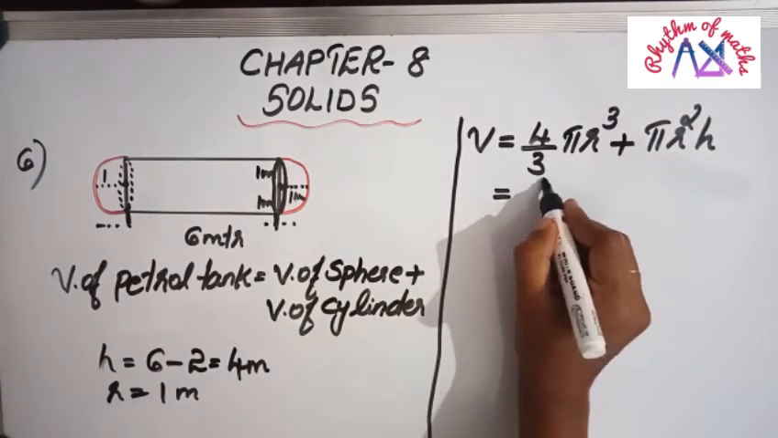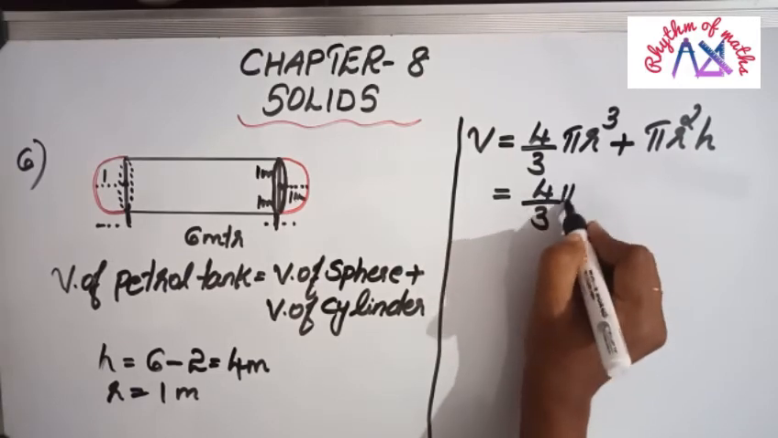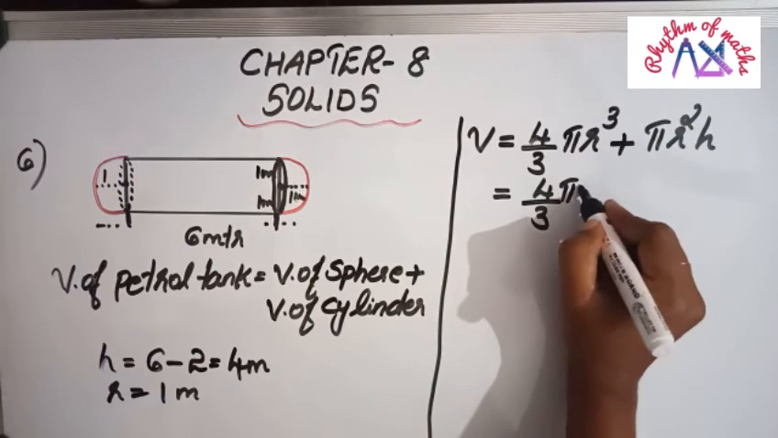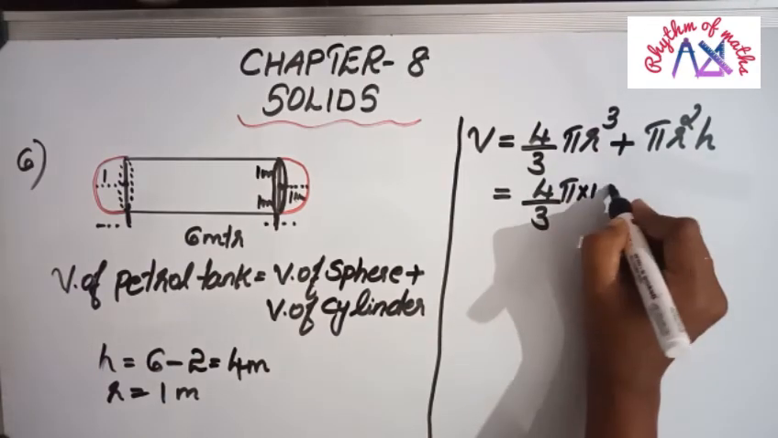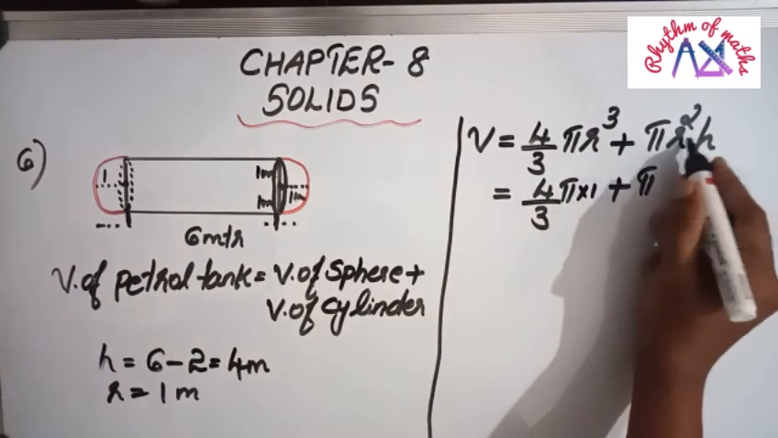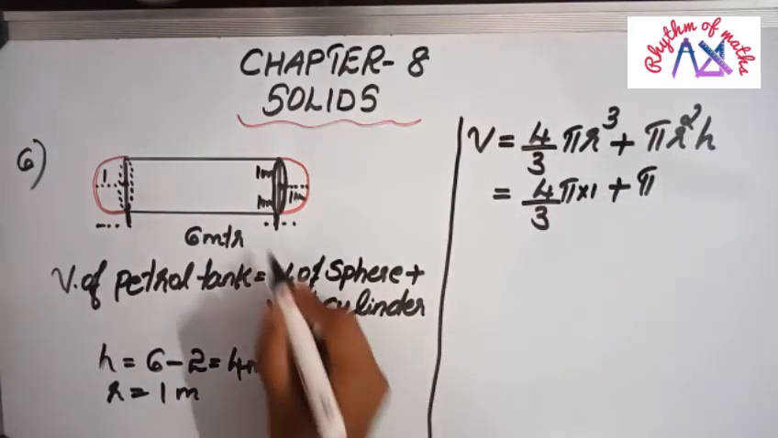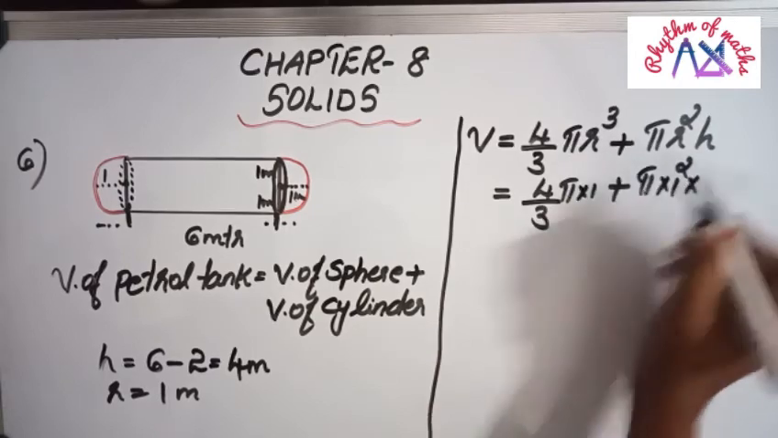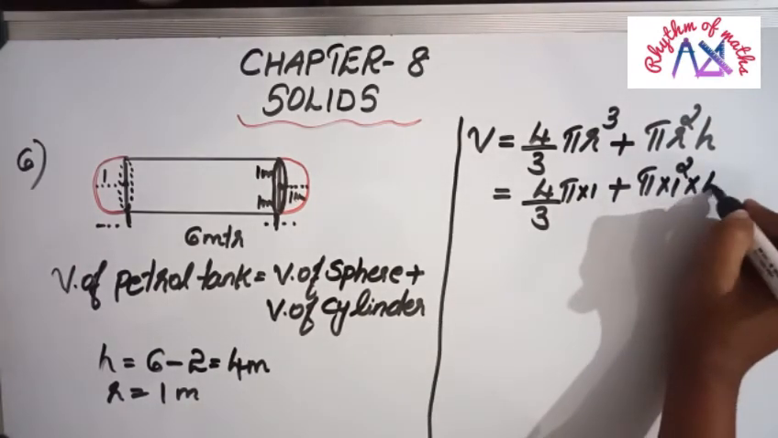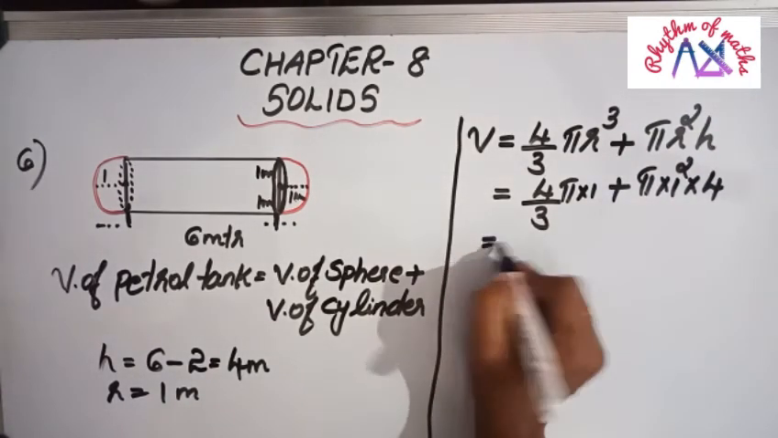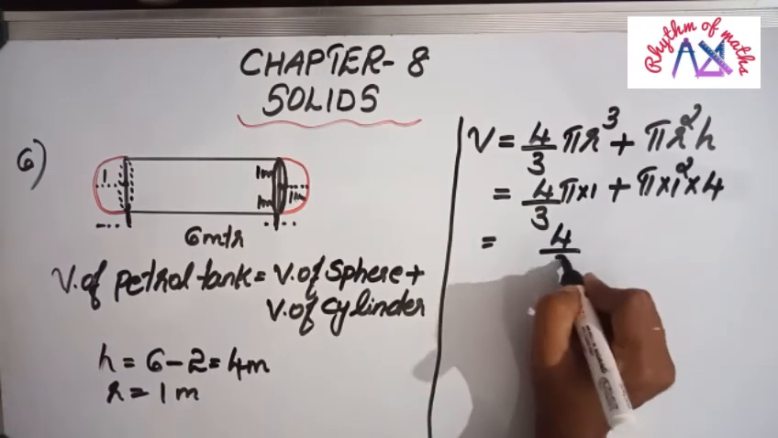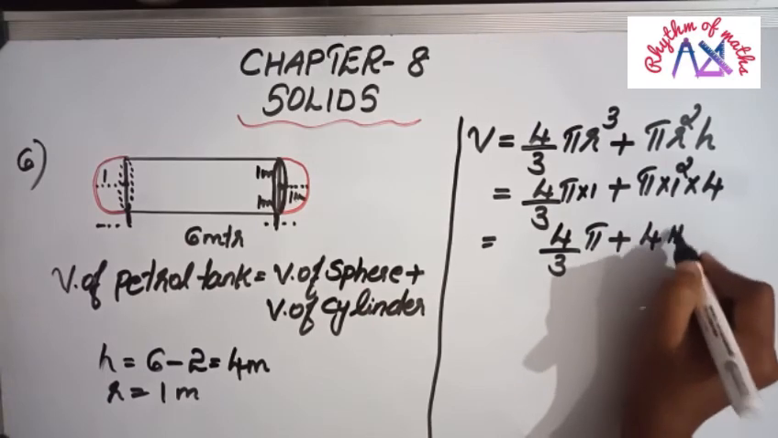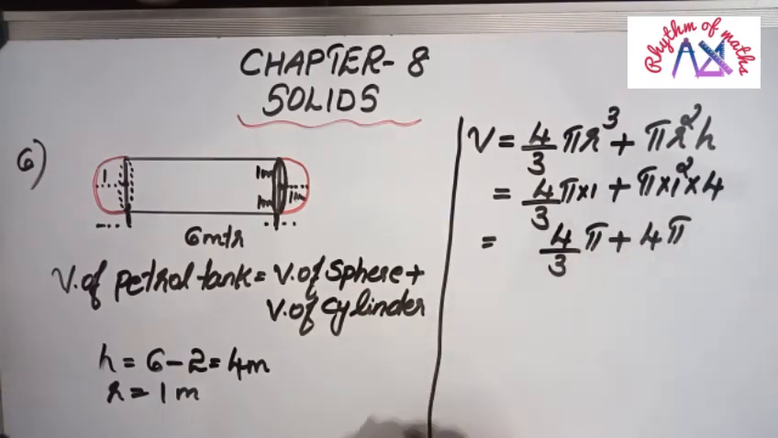Now let's apply the values. So here 4 by 3 pi r cube. The radius of both is the same, that is 1. So 1 cube, same 1, plus pi r square. The radius of the cylinder is also 1 meter. So pi into 1 square into the height, which is 4. Now when you simplify this, you will get 4 by 3 pi plus 4 pi.